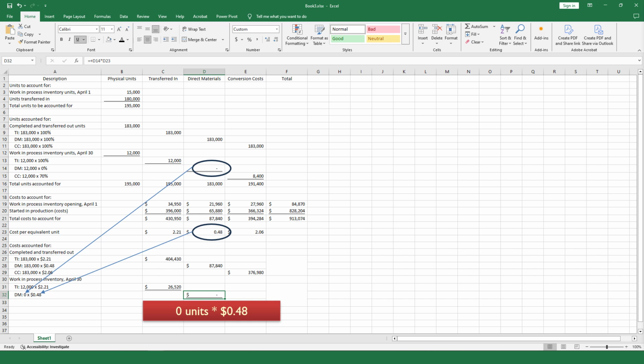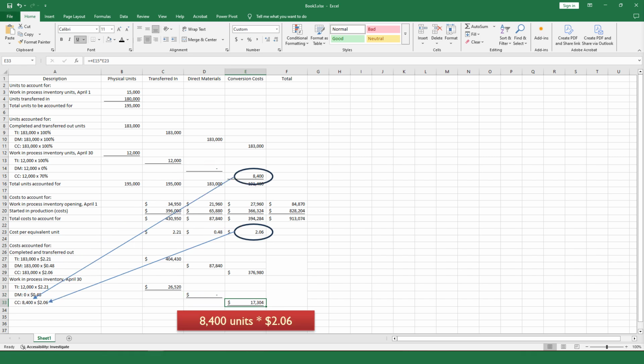That makes sense since no direct materials have been added into the production process for these incomplete units at period end. For the conversion costs, we take the equivalent units of 8,400, multiply by the cost per equivalent unit, $2.06, which is equal to $17,304. That's the conversion cost used so far in the production of the 12,000 physical units, which are still in the production process in the baking department on April 30th.